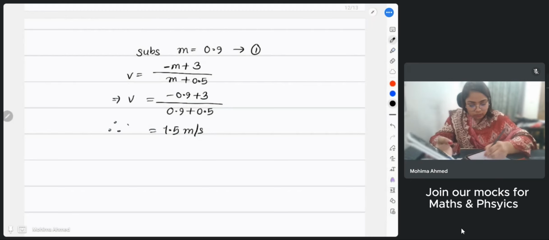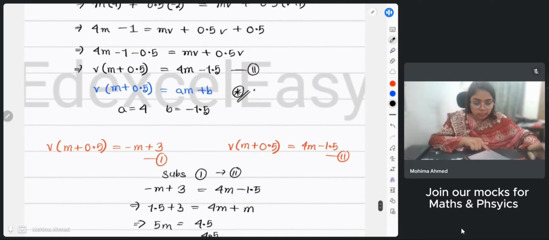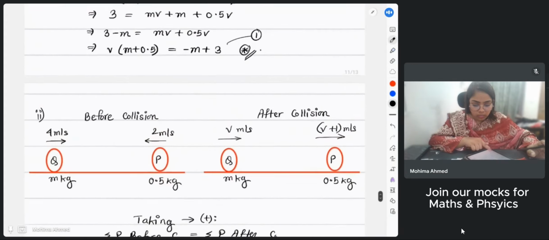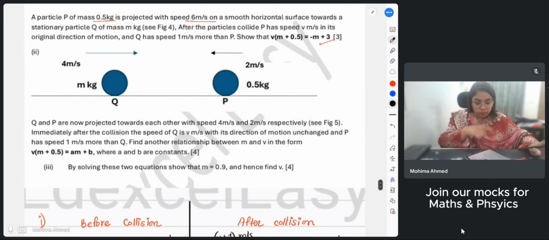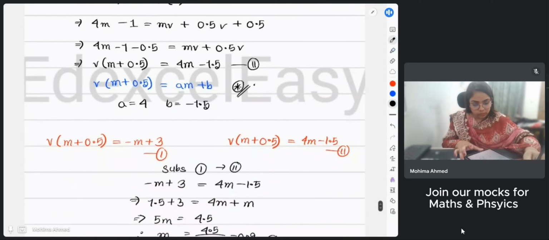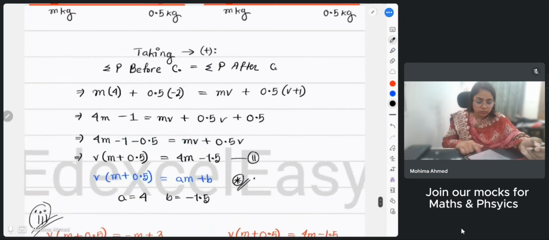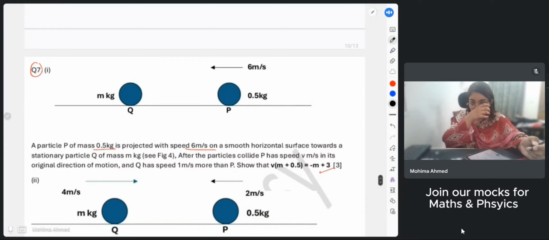Right, so this is the final answer of question 6. I hope it was clear enough for all of you to understand. Oh wait, this was separately for part 3, right? After this was question part 2, and from this part this is question 3. Okay, right. So that's it for question 6. We're going to move to question 7. We're going to move to question 8 quickly.